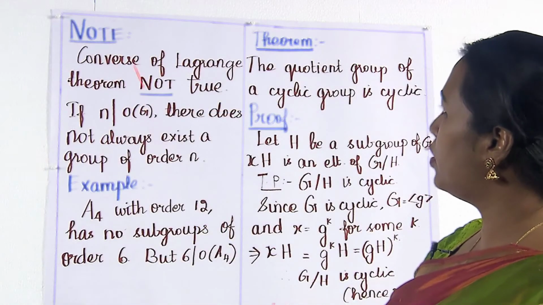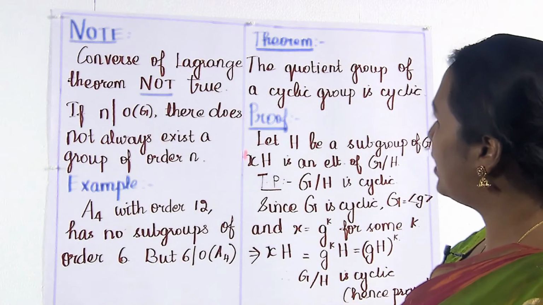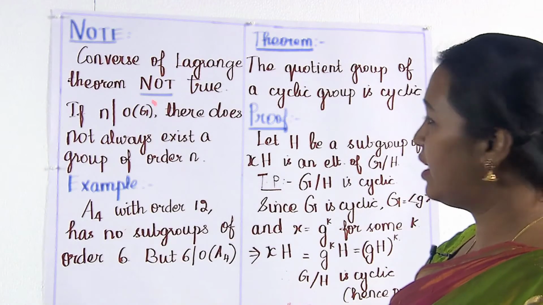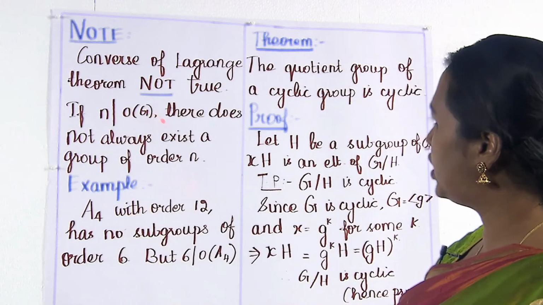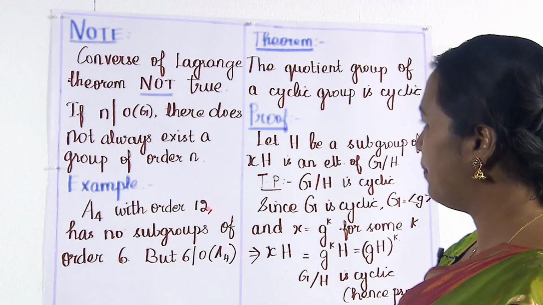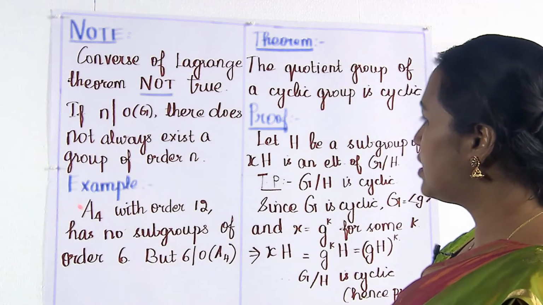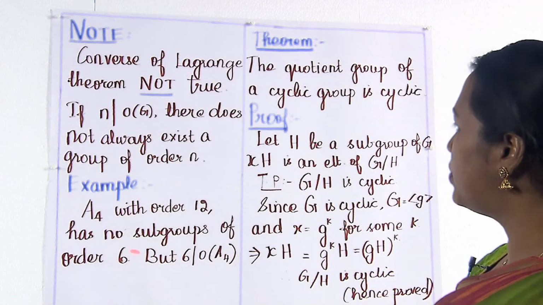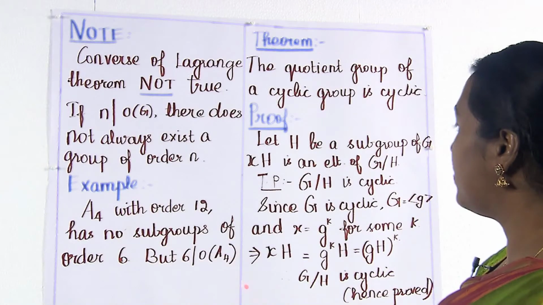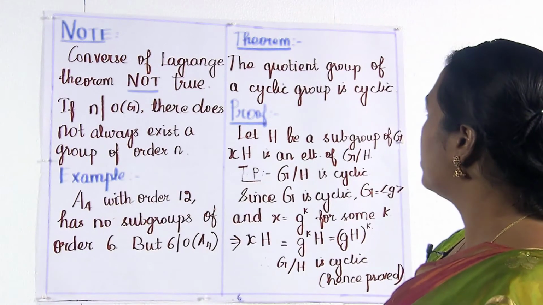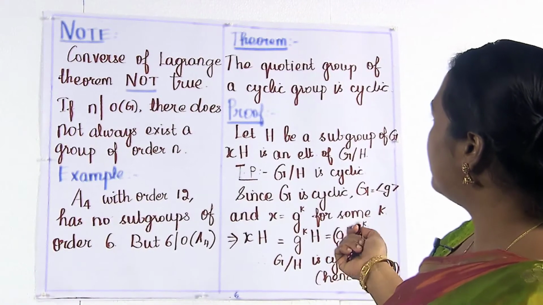This is an important note that the converse of the Lagrange theorem is not true. That is, I am reversing the statement, if n divides order of G, there does not always exist a group of order n. For example, let us consider the alternating group A4 with order 12. It has no subgroups of order 6, but 6 divides order of A4. So, the converse is not true. Let us go to the next theorem.